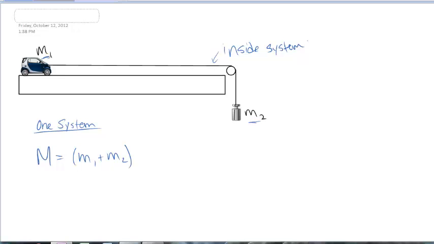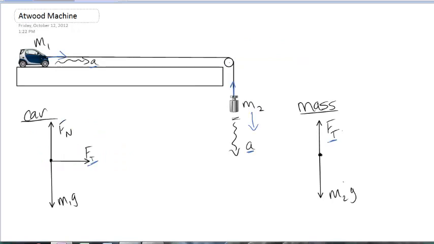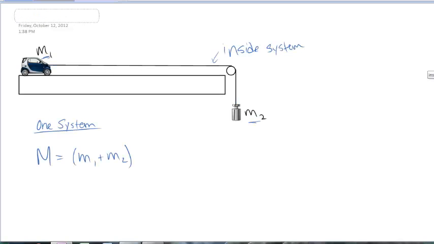The only external forces are gravity, and then of course the normal force that's being applied over here. But as we looked at in the first part, this normal force is canceled out by the gravity pulling down on mass 1. So that is not going to affect anything. The only thing that's having an unbalanced external force act on it is this mass. And of course we know what that force is. It's m2 times g.